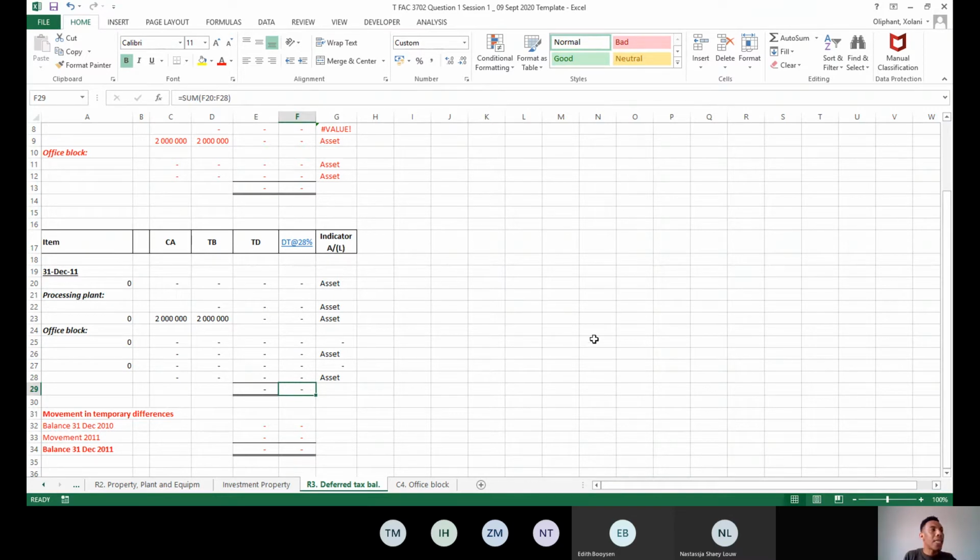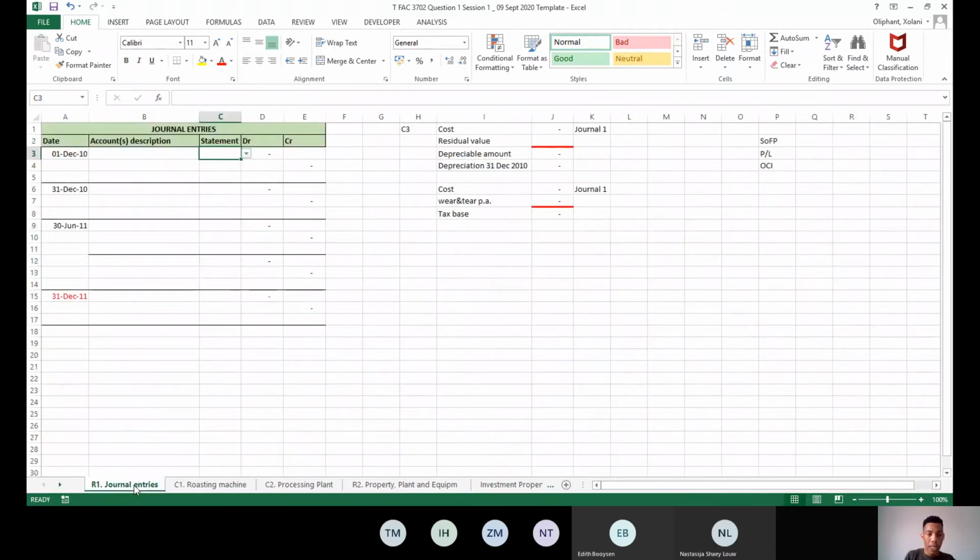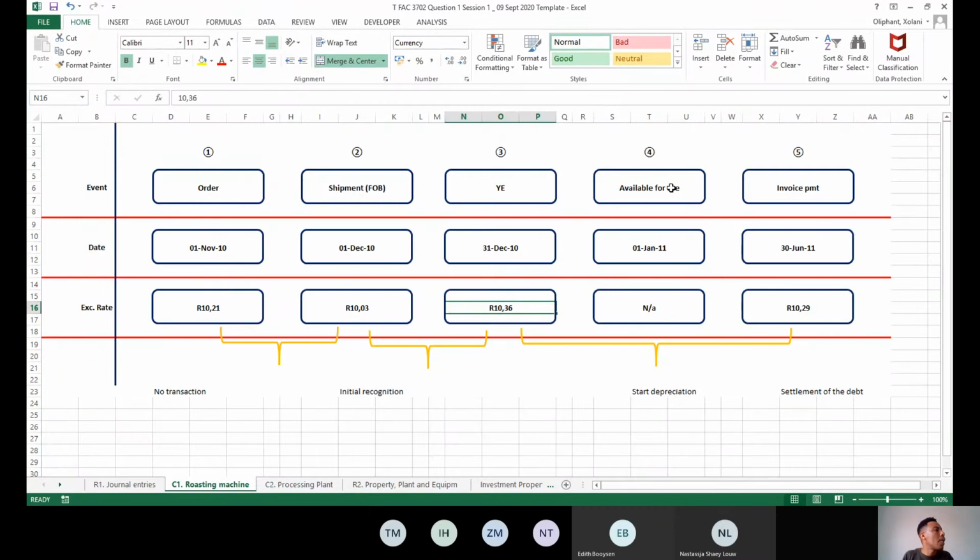Fine. Now, you will read in your individual questions. I'm not going to open the question now. So you will read in your individual question. Okay. So the first requirement was the journal entries. Fine. Now, the journal entries we've already analyzed in terms of what happened, when it happened, when we can start, when was the year end, when we have to start depreciating, when you paid this supplier, right? So now we're going to start with the journal entries. But let me just open my question here quickly. Just want to see quickly.